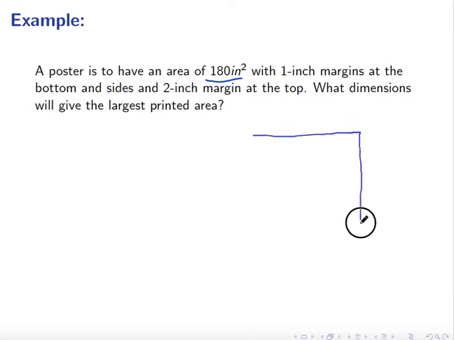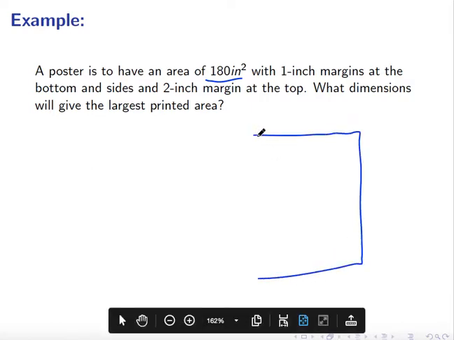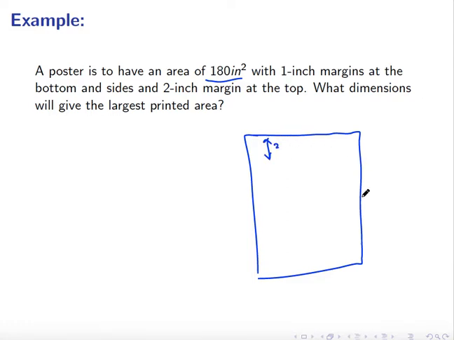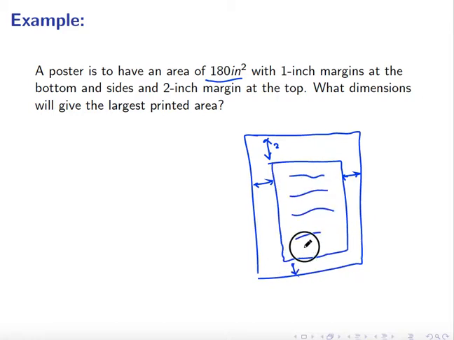2 units of margin. So let's say we have something like this, and so from the top we have 2 units, and from the sides we have like 1 unit each, and from the bottom also we have 1 unit. So that means inside we will have some smaller rectangle that we're going to include whatever material we want for the poster on the rectangle which is inside. So what dimensions will give the largest printed area?